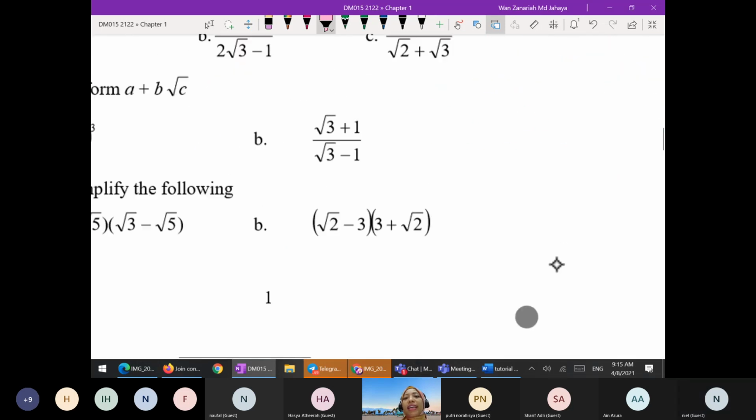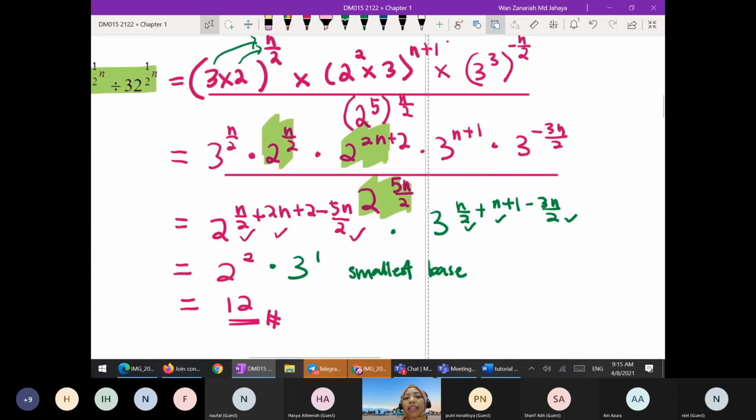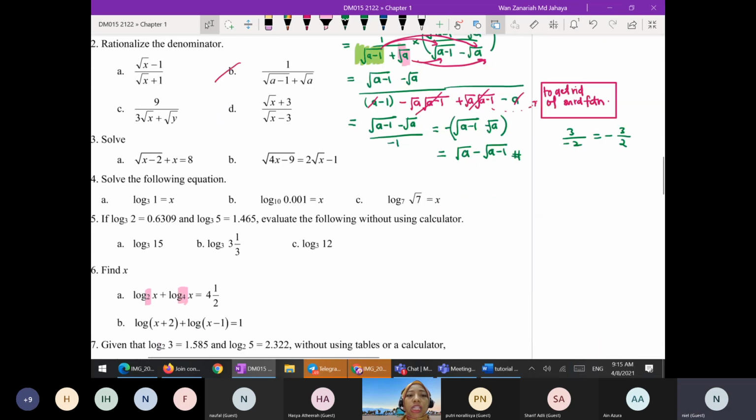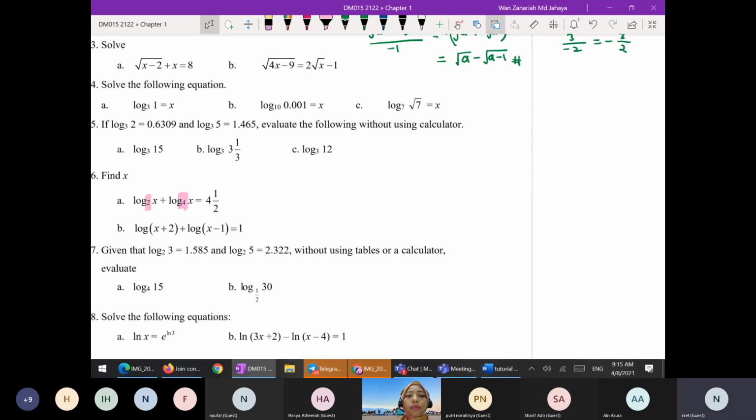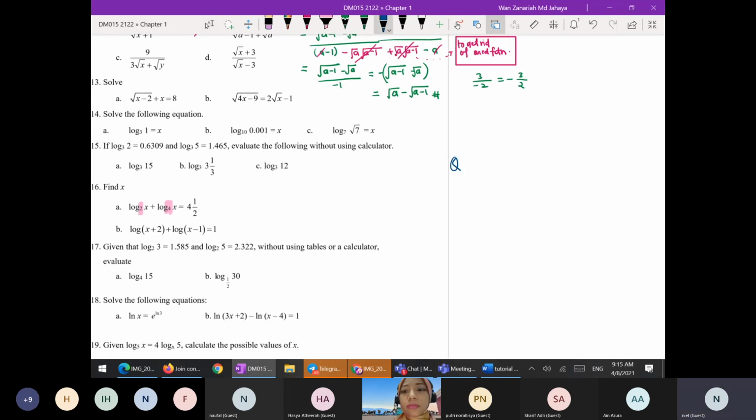Kenapa kita tak pilih 8, kenapa kita tak pilih 4? Because it is not the lowest base. We choose the base in index 2, 3, 5, 7. Sama juga base pada log. The smallest base dalam log function ini, base 2. So kita rewrite the question 16A. Log x base 2 plus log x base 4 equals to 4 1/2.